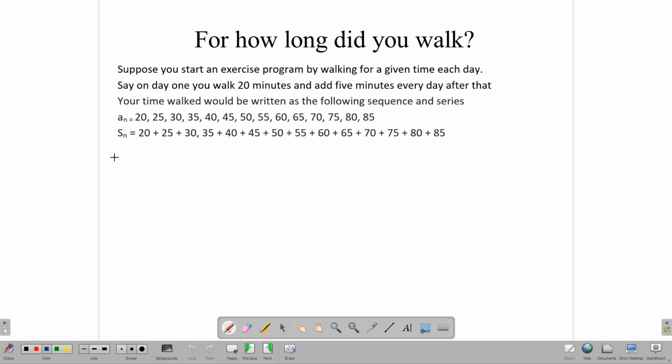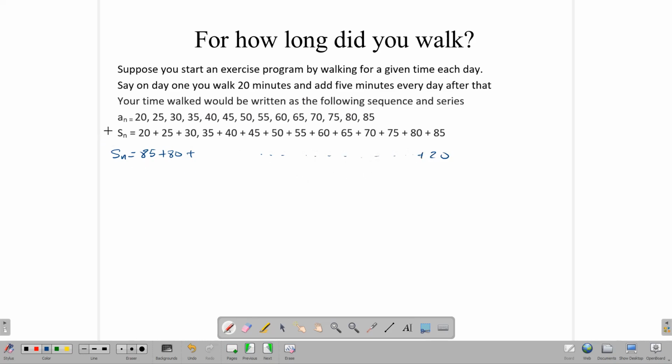So one nifty, very smart way to do it is just to rewrite this series of numbers. Rather than have it in ascending order, we're going to write it in descending order. So we're going to have Sn again, and this time we write it in descending order: 85 plus 80 plus, continuing all the way down to 20.